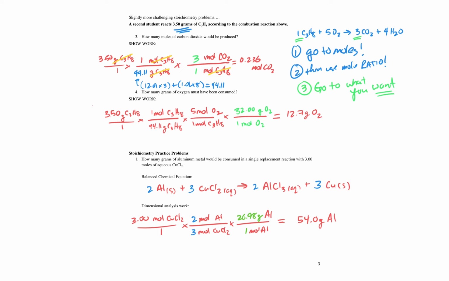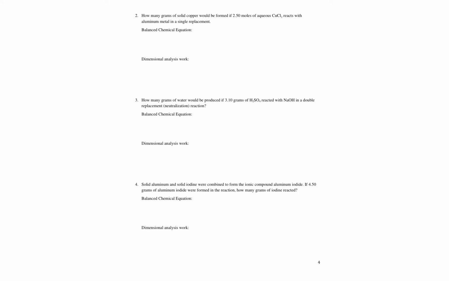If you didn't get that correct, make sure you're checking your balanced chemical equation to make sure all your chemical species are correct and your coefficients are correct. You should have started with moles, then used the mole ratio to go from moles of copper 2 chloride to moles of aluminum, and then used the molar mass of aluminum to find grams of aluminum. Give each of these 3 problems a try on your own, and then I'll be right back with the answers.